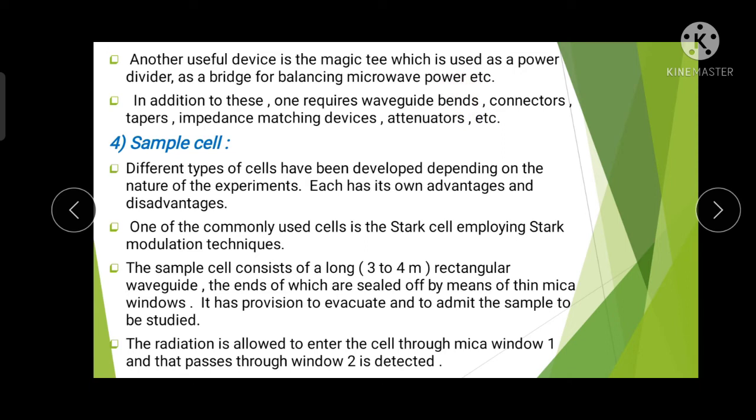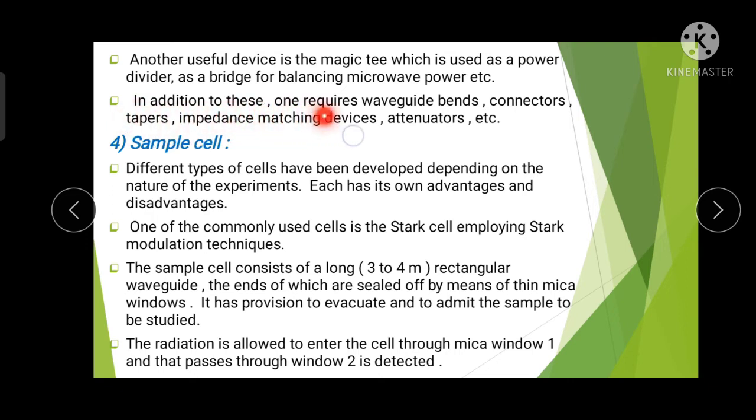That means we can use another device besides the Bethe-hole coupler, that is the magic T, which is used as a power divider. That means it is used for the purpose of power division and as a bridge for balancing microwave power. That means if we want to balance the microwave power, then we can use the magic T device.